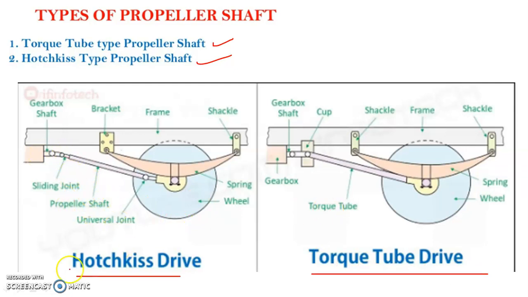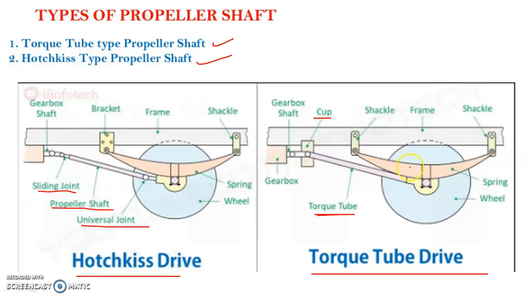Number one, Hotchkiss drive. You will see there is a propeller shaft. At the beginning of this propeller shaft, there is a sliding joint, and at the end you will see there is a universal joint. But in the other figure, there is a torque tube. Inside that torque tube there is a propeller shaft. Along with that you will see there is a cup, and inside this cup there is a universal joint. There is no slip joint here.